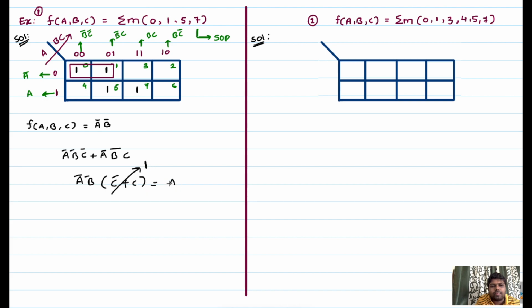So finally what you will get is a bar b bar. So this is the answer based on the simplification, right? So don't always do this type of simplification.